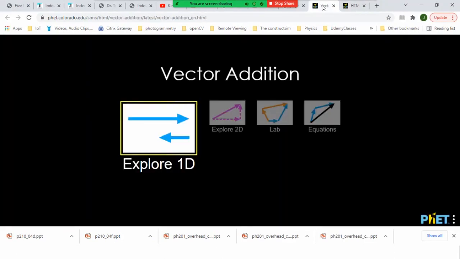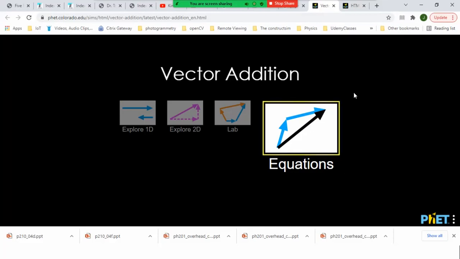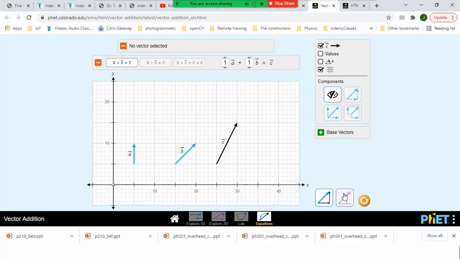This one in particular is vector addition. I come here, I'm going to click on this one, equations. Click on this again. All right. So if I have this vector here, right? So notice this is D, and then it has this arrow that's letting you know it's a vector and not a scalar, and we'll get into that a little bit more later.